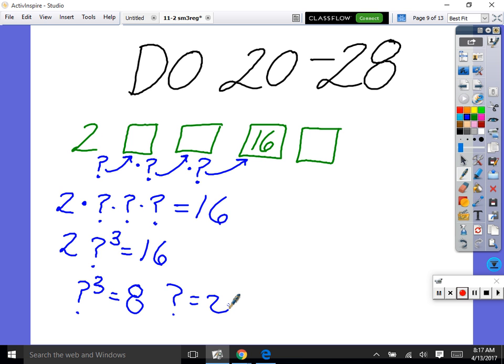Isn't the cube root only one answer? Positive or negative? Perfect. So my answer would be, question mark is 2. So 2 times 2 is 4, times 2 is 8, times 2 is 16, times 2 is 32. So then we would just put that in on the test.